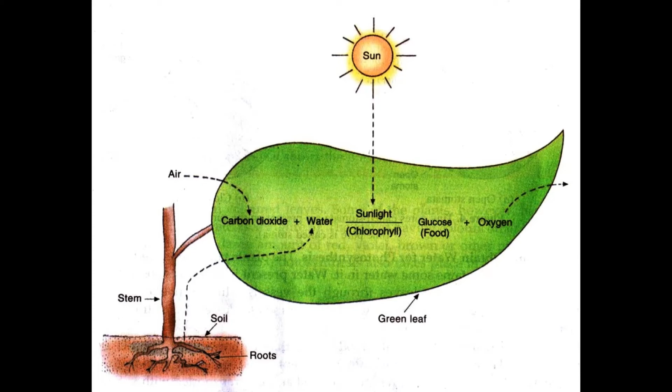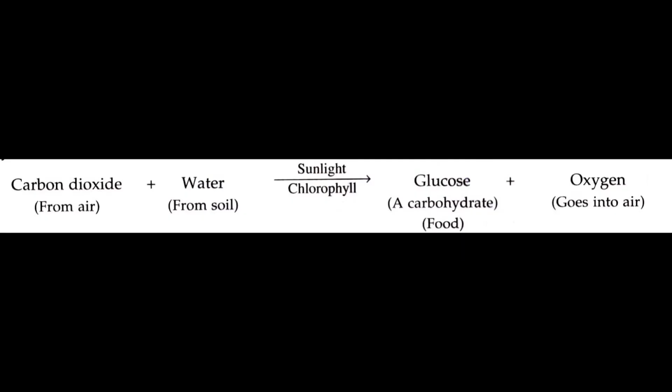So this is the formula equation: carbon dioxide from air plus water from soil in presence of sunlight and chlorophyll, and the product is glucose with oxygen gas. You will remember here the oxygen cycle.